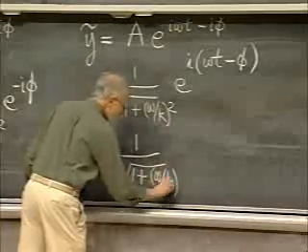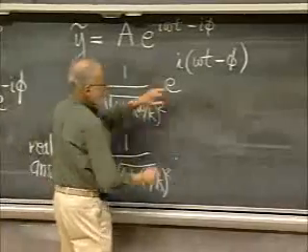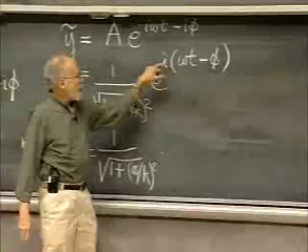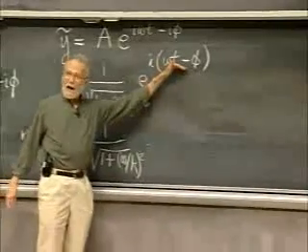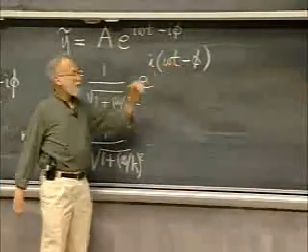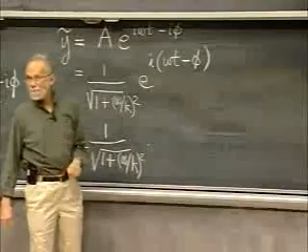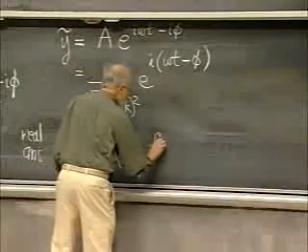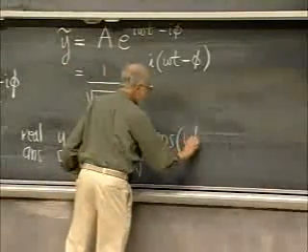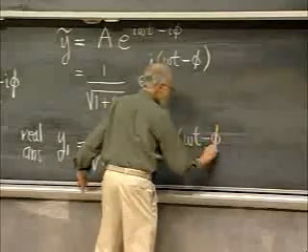So let's recopy the coefficient. And then I want just the real part of this. Well, this is e to the i times some crazy angle. So the real part is the cosine of that crazy angle. So it's the cosine of omega t minus phi.